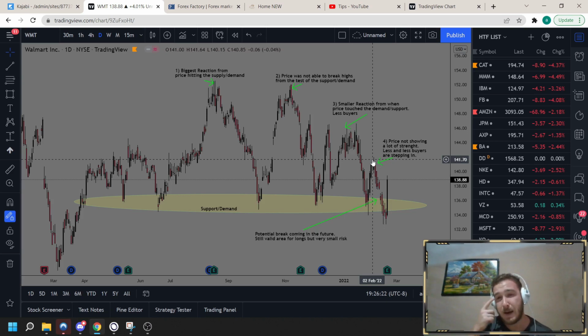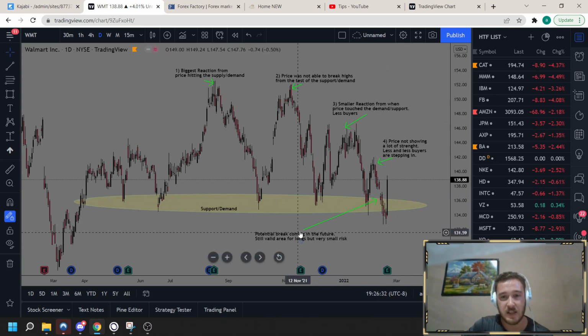So with that in mind, is it really a good idea to buy this if price comes back into it again? This is what I was pointing to over here, this arrow. A potential break is coming in the future. This is still valid for long opportunities on a smaller time frame, but to say that this is going to be the area that holds price and takes it all the way back up to like 150 territory, to me, there's not enough evidence.